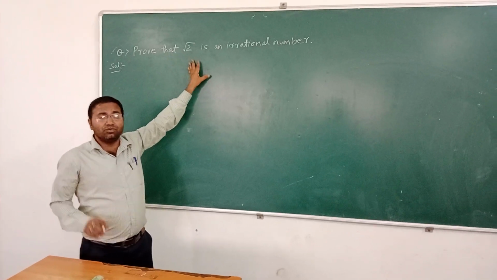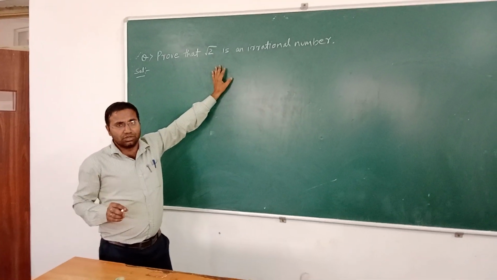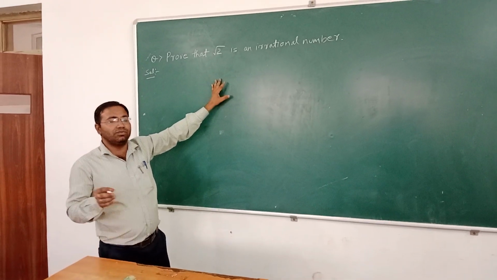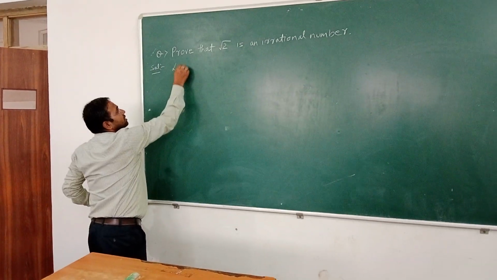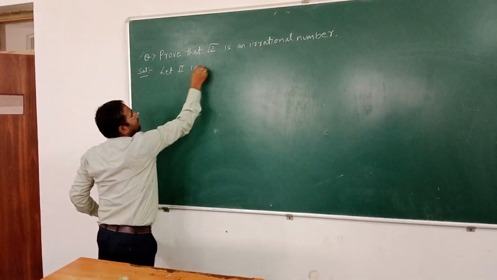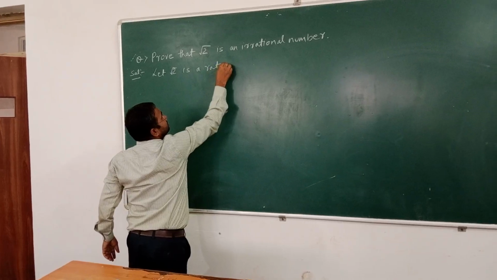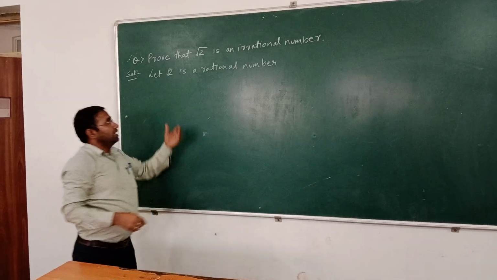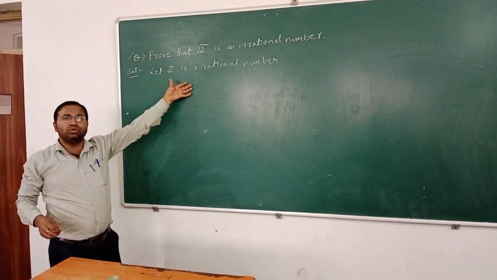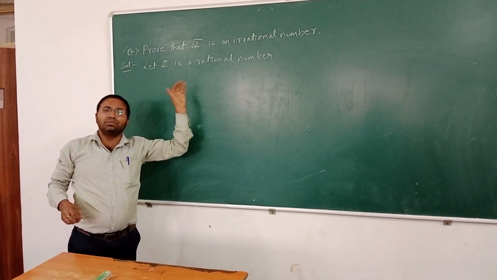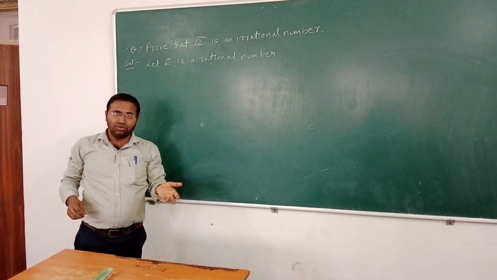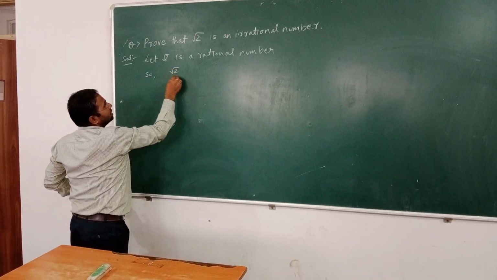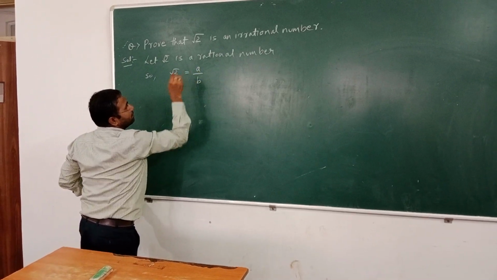Suppose that if you want to prove that root 2 is an irrational number, first take root 2 as a rational number. So first of all we will write down: let root 2 be a rational number. Now see here, if root 2 is a rational number, then you can write that root 2 can be represented in the form of p by q or a upon b. So write here, root 2 is equal to a upon b.